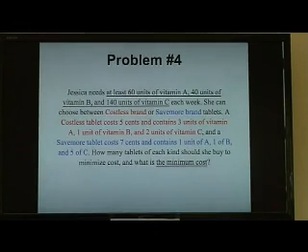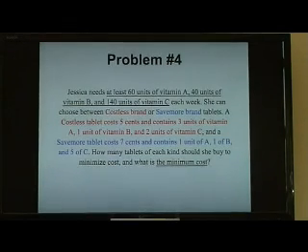And a Save More tablet costs 7 cents and contains 1 unit of A, 1 of B, and 5 of C. How many tablets of each kind should she buy to minimize cost, and what is the minimum cost?